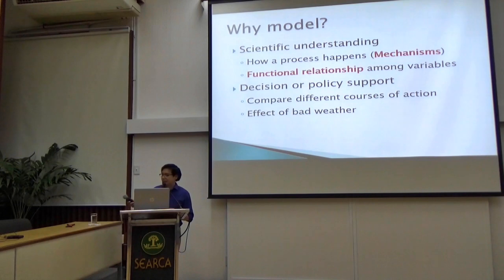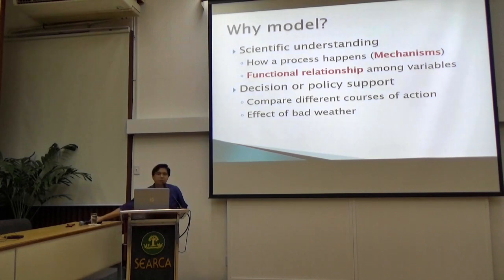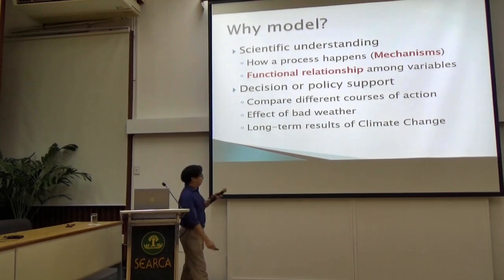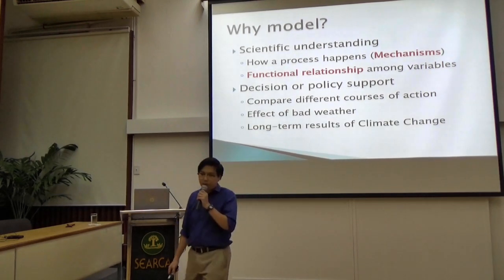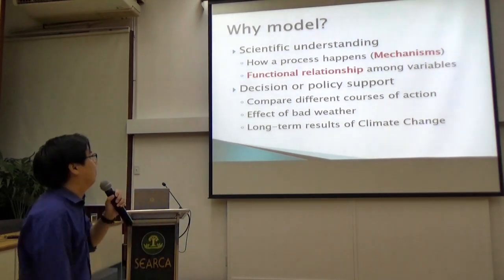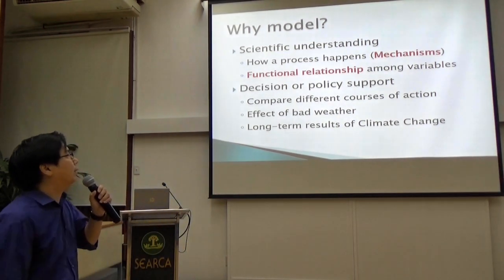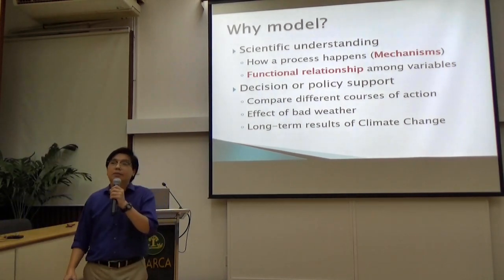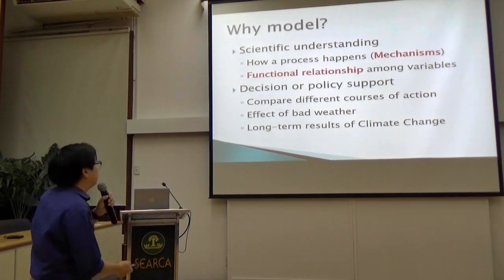So, let's take a look at this, on how you model. What do you think, are these good enough reasons to doing the model? Basically, it's scientific understanding and for decision or policy support, especially now because of climate change. So you want to know what happens if climate change happens. For example, what will happen to the plants if carbon dioxide goes up? So we want to see that.